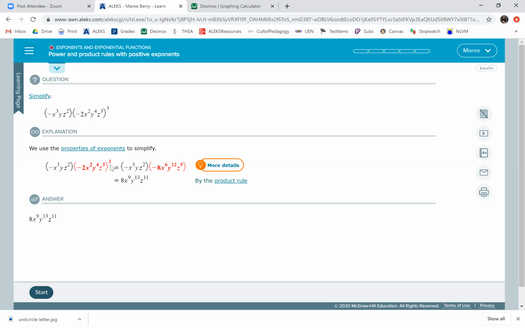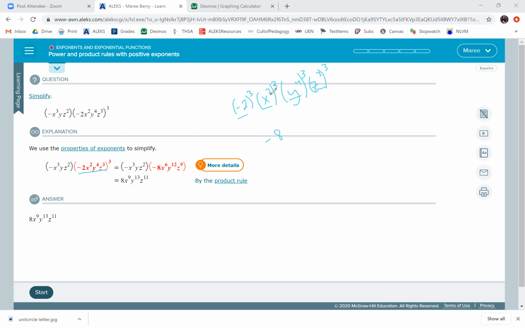So they kind of went really fast here. I just want to show you that it's to the third. So you do -2 cubed, x squared cubed, y to the fourth cubed, and z cubed cubed. So all of these are the factors found inside here. So -2 cubed is actually -8.